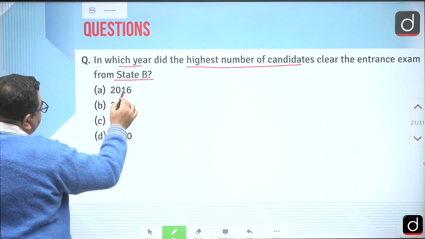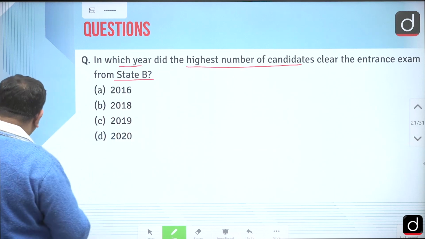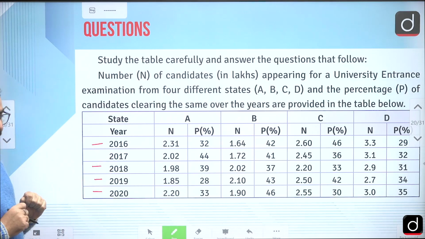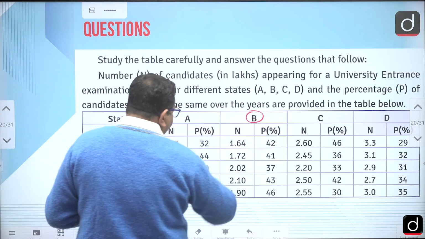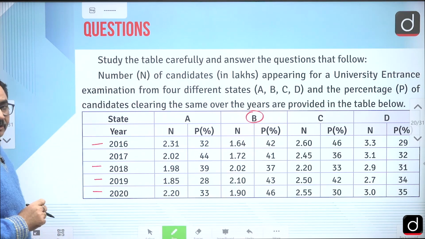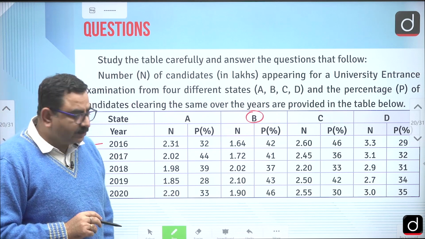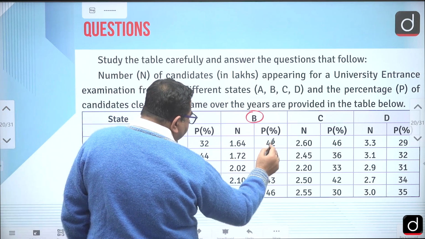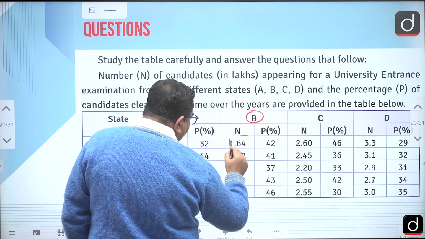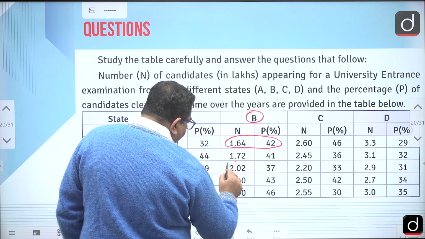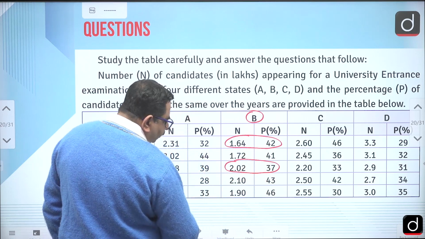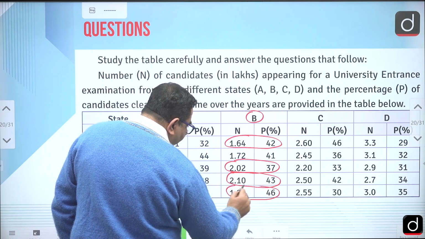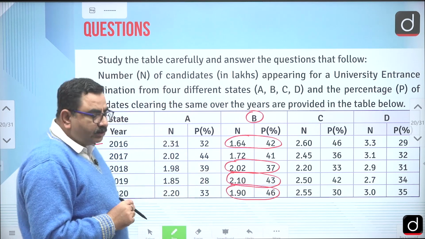Year wise, 16, 18, 19, 20. These 4 years we have to check for state B, and we have to find the highest number of persons who have cleared the exam. So this is 42% of 1.64. This is 37% of 2.03. This is 43% of this, and this is 46% of 1.90.